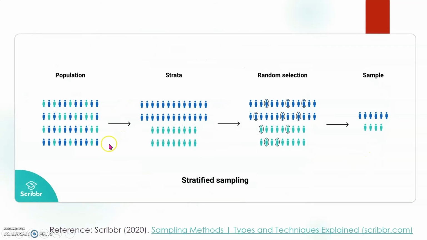So here we have the steps in stratified random sampling. Population, and then we group the population according to identified stratum or strata. And then by random selection, we can apply here simple random sampling. We get to identify our samples. Okay, so that is stratified random sampling.